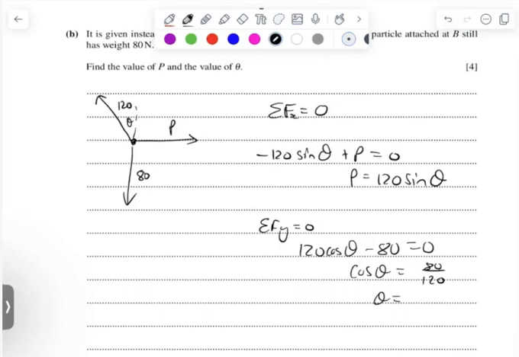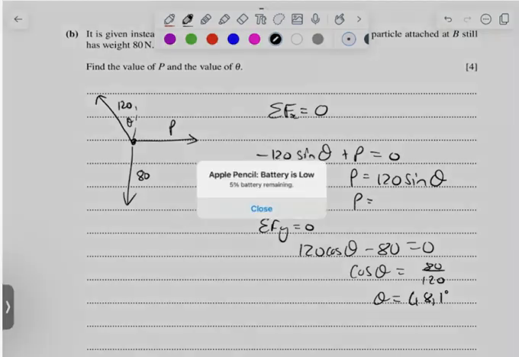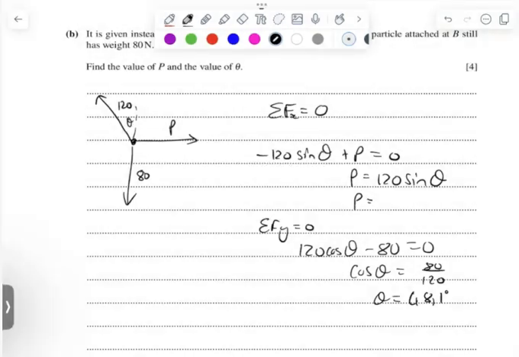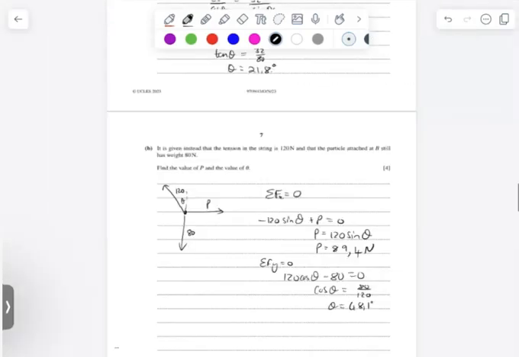Okay, so I can work out my cos theta pretty simply. So that's the inverse of cos, and 80 over 120 is 48.1 degrees. And then if I plug that into my p, I've got 120 times sine of my answer. I just use my answer button so that I don't lose decimals, and that gives me 89.4 Newton. And that is that question.